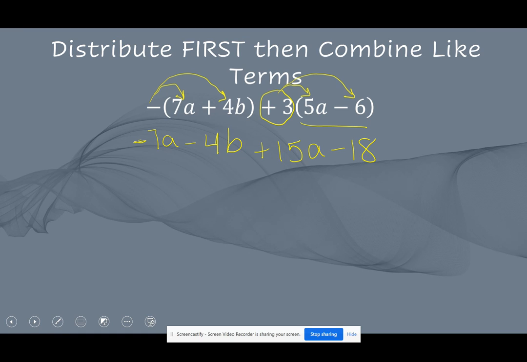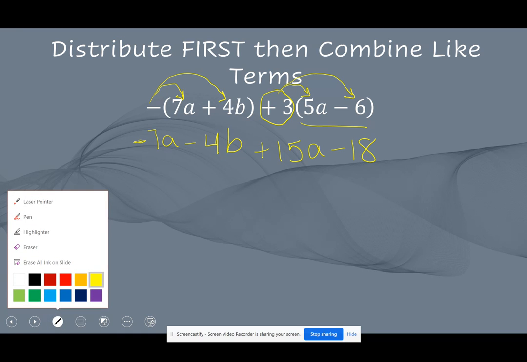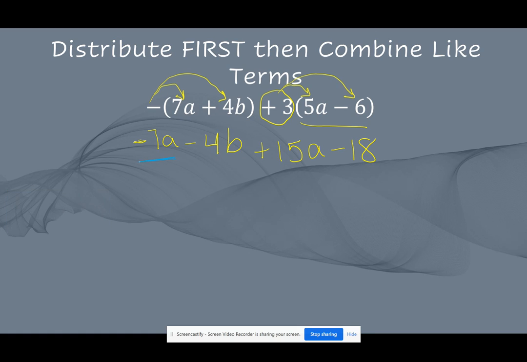And now we want to combine our like terms. So right here I see -7a. So we're going to look for more terms with an a, and I see +15a. So -7 plus 15 gives us +8a. Cross off those terms, you're done. We have -4b. I don't see any other terms with a b, so we just copy that down. Cross it off, we're done. And then lastly, we just have -18, no other like terms, so you copy it down.